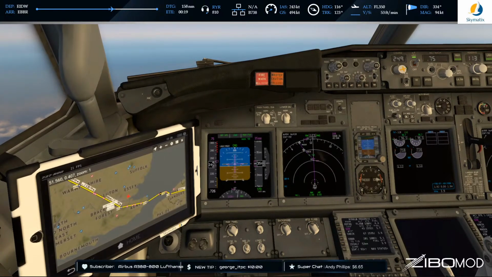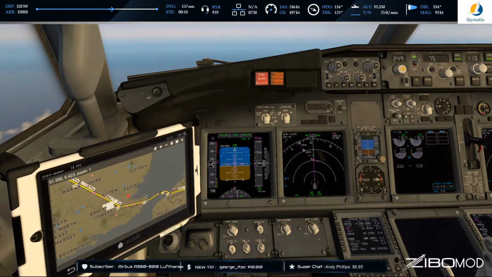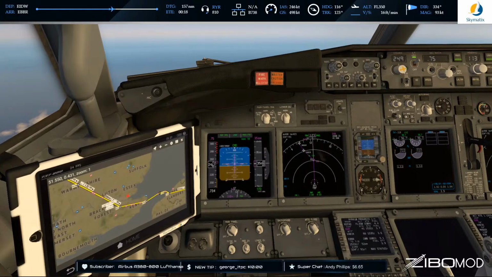Established ILS runway 27, 060. Alitalia 6060, thanks, you're clear to land, wind 270 degrees, 17 knots.